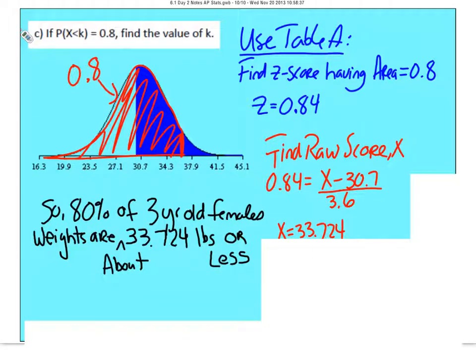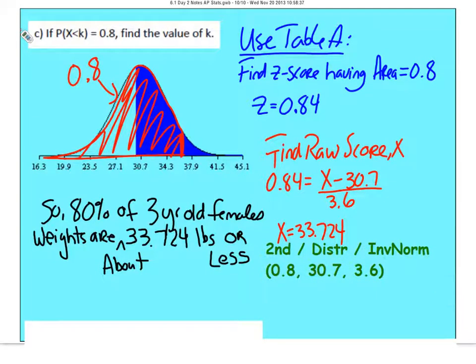Now again, what if I don't want to use table A? You can also use the calculator quite nicely. Remember, the calculator keystrokes are this. What you would want to type or write down is you're going to do second distributions. You're going to find inverse norm. And on inverse norm, what you type is the area under the curve, the mean, and the standard deviation. If you use this calculator speak, again, you must label this as the mean, that's the standard deviation, and you must say that it's a normal distribution somewhere. This will therefore kick out the exact same answer that we got before, and that is appropriate work to actually show.